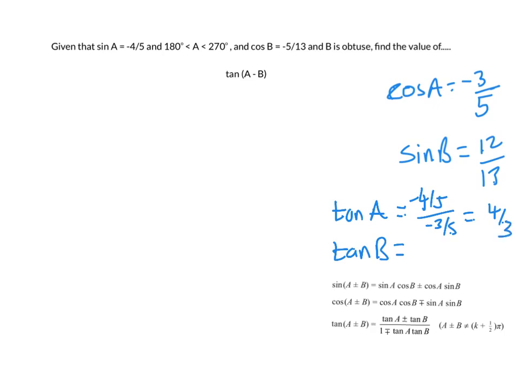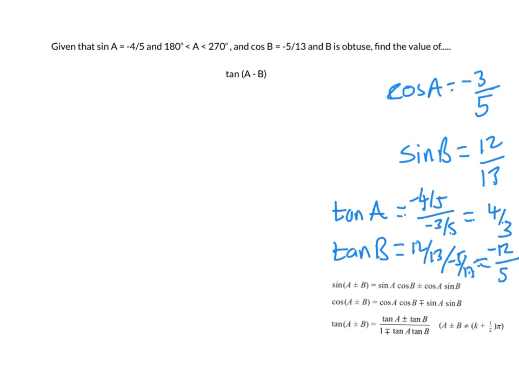Tan B is sine B, which is 12/13, over cos B, which is negative 5/13. Well, that gives me negative 12/5. And there I have it.